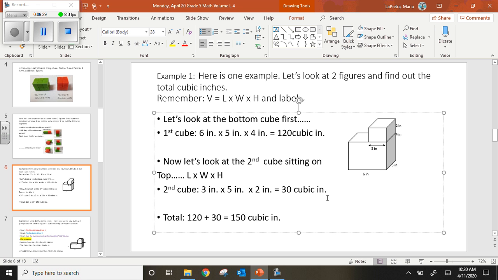And then if you remember, our target states that we're going to take those two volumes that we have of each box and add them together for the total. So here's my total. 120 plus 30 gave me 150 cubic inches.